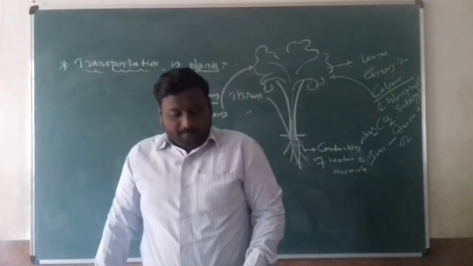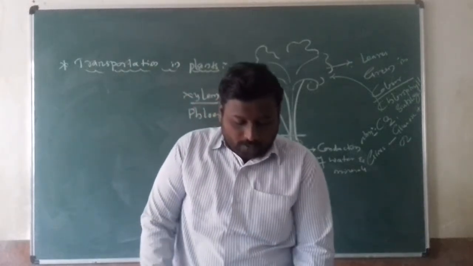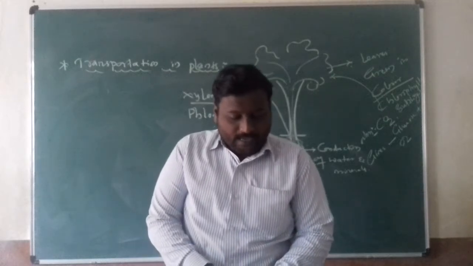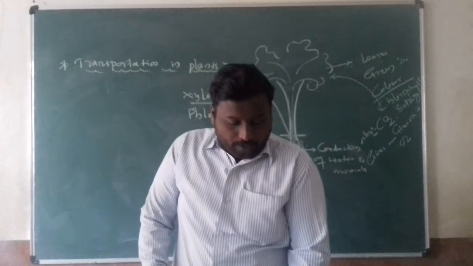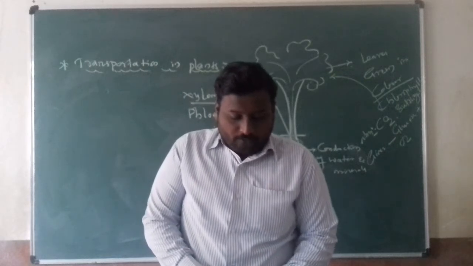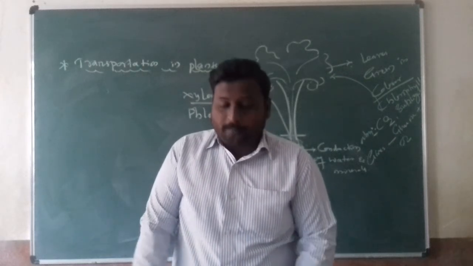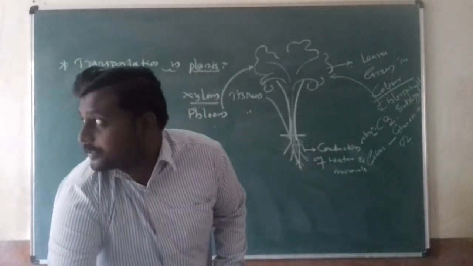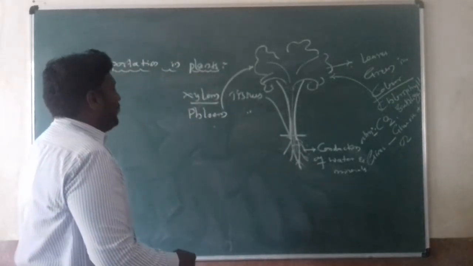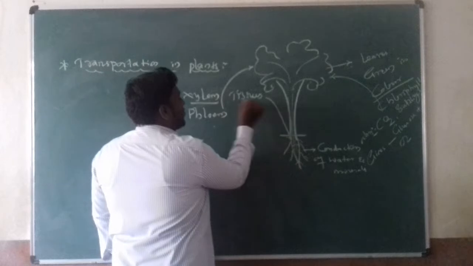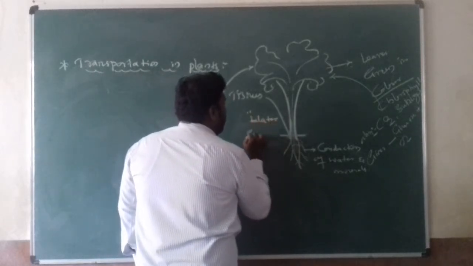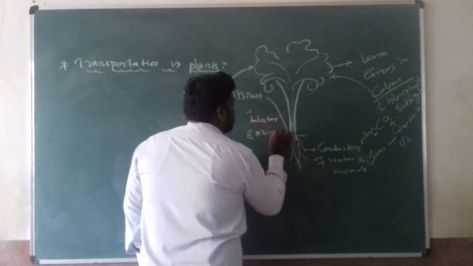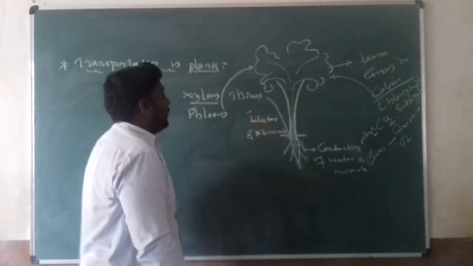Both xylem and phloem carry substances from one part of the plant body to another. Xylem transports water and minerals obtained from the soil. Phloem transports products of photosynthesis from leaves to other parts of the plant. The main function of xylem is to transport water and minerals.